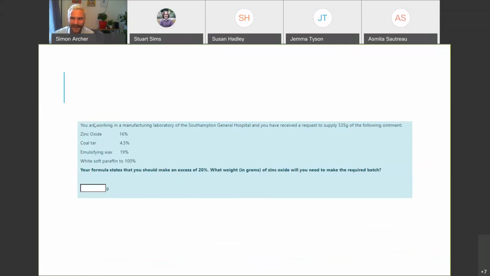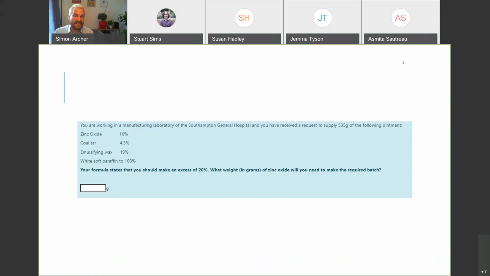This is an example of what the student would see. It's a pretty normal question on Moodle. You're working in a manufacturing laboratory in Southampton. You receive a request for 535 grams of an ointment. There's the formula for the ointment, and the formula states that you should make an excess of 20%. The student needs to calculate what weight in grams of zinc oxide they need to make the batch. So that's the question I wrote.